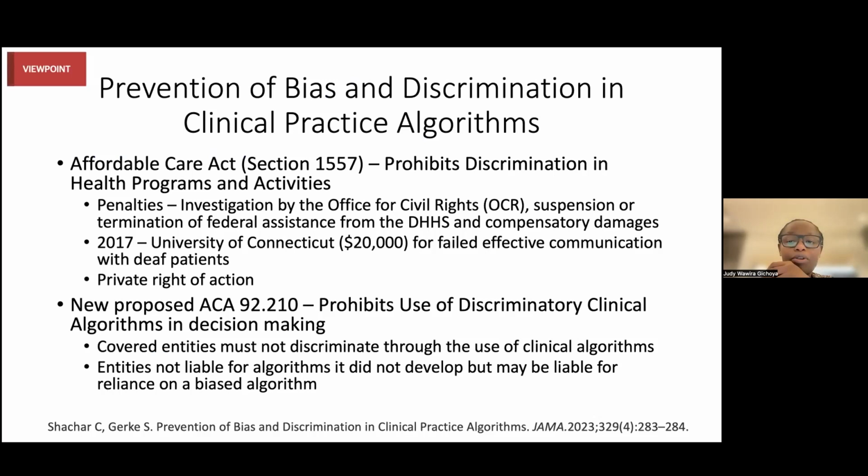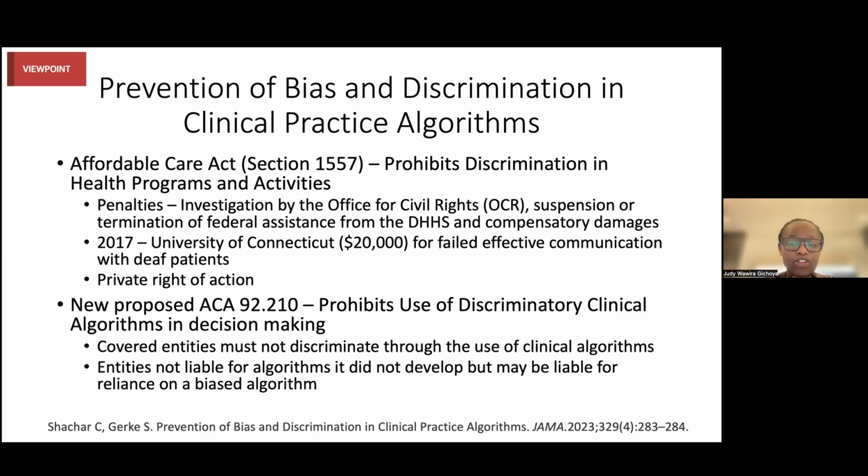about the ACA, the Affordable Care Act, which prohibits discrimination in health programs and activities. And you can get penalties, and you can be investigated by the Office of Civil Rights. You can face suspension of your license or termination of federal assistance, and be made to pay compensatory damages. So, for example, in 2017, University of Connecticut was fined $20,000 for failed effective communication with deaf patients. And the thing about this is that you can have a private right of action where an individual patient can sue you.